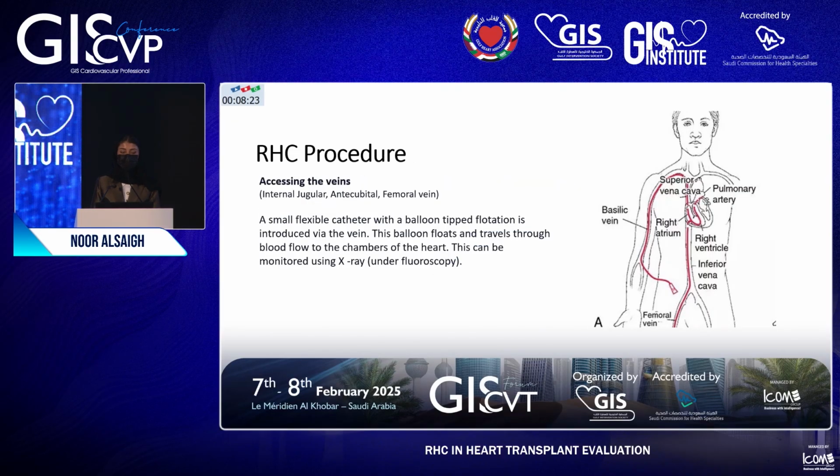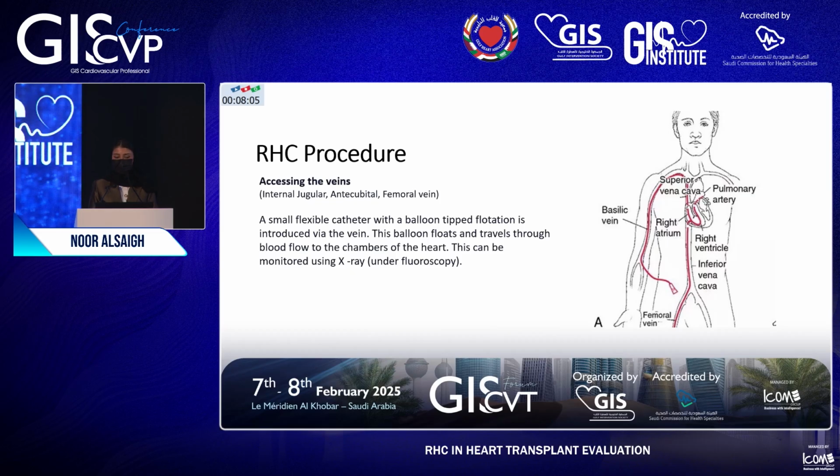So what is the procedure itself? What are we doing in the cath lab in a right heart cath case? First, regarding the access: based on anatomy, to reach the right side heart chambers, we need to access a vein. So it's either a femoral vein, internal jugular vein, brachial vein, or less commonly the subclavian vein.